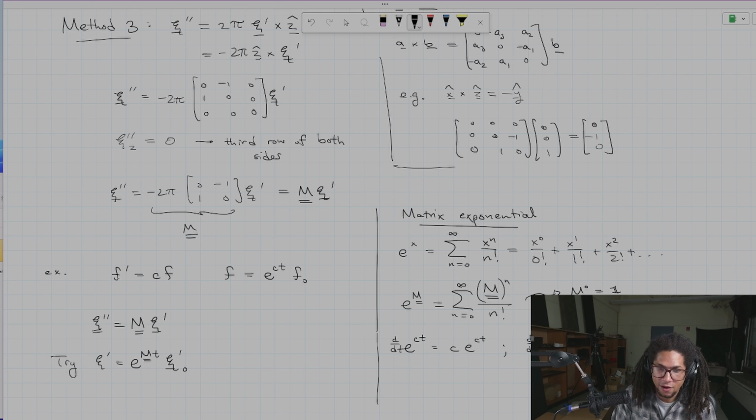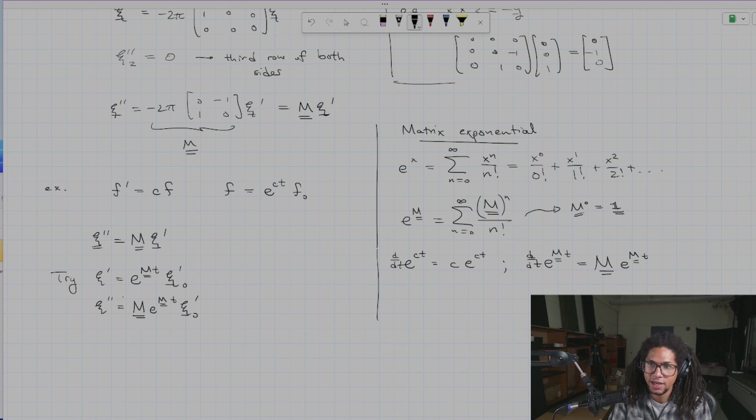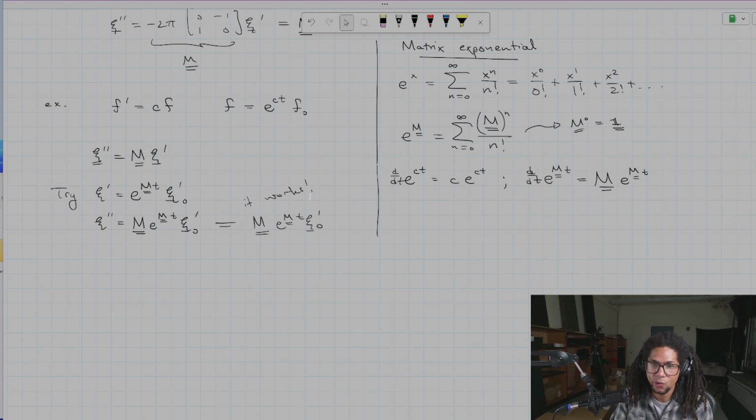Does it work? If I take c double prime, this is equal to m e to the mt c naught prime. And this is exactly the same as what I get if I simply multiply c prime 0 by m. So it works. Okay, so we have a solution.